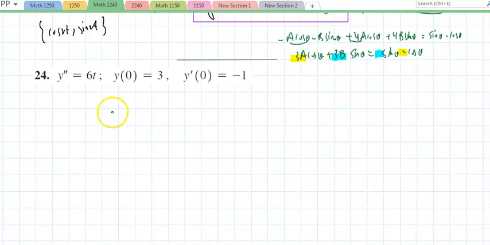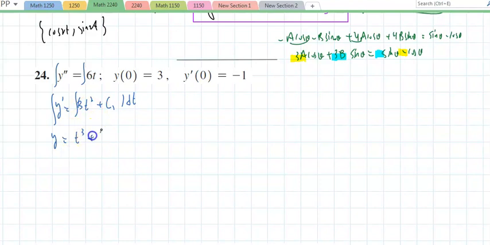Okay, 24 is next. And this says y double prime equal 6t. So here, I really don't need to, I could solve this straight. I could say this is a separable equation, right? I could integrate once with respect to t and say y prime equals 3t squared plus c sub 1, and integrate again with respect to t and say y equals t cubed plus c1t plus d, right? That's a way of doing this.